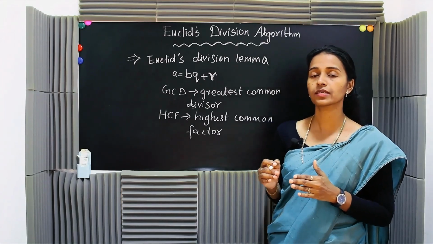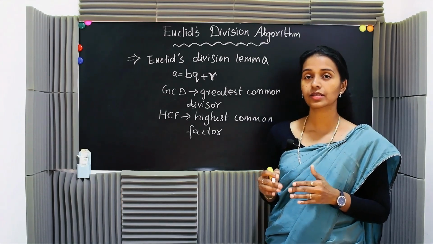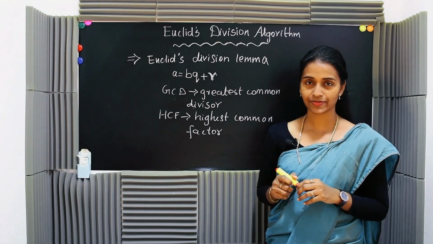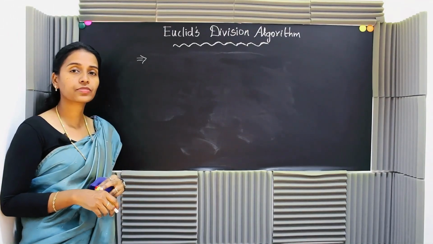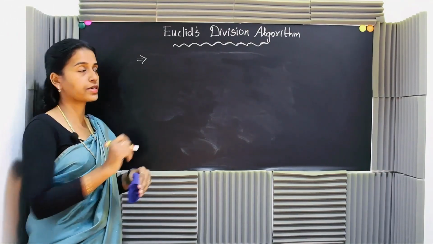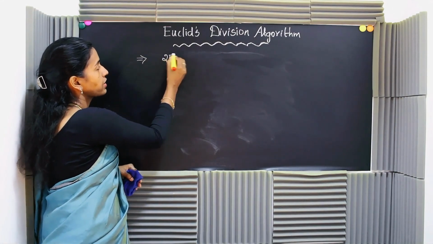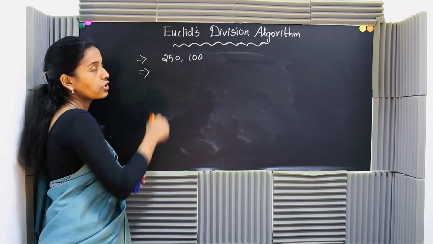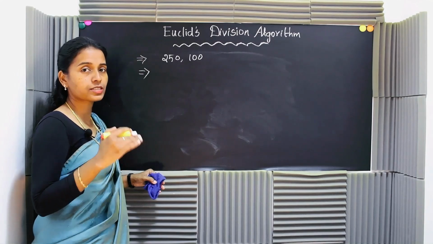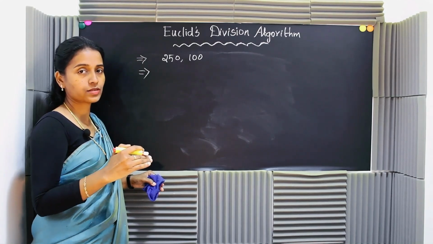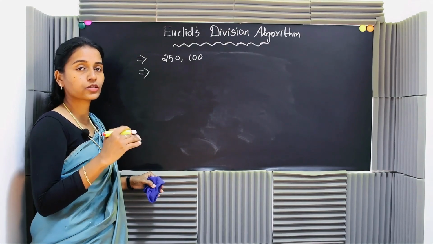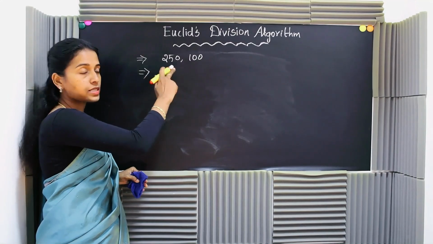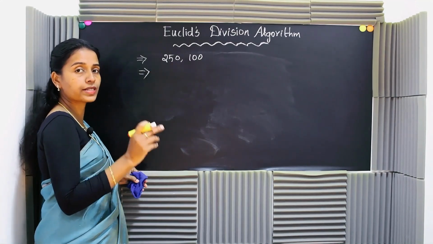So, how can we do that? That's why the GCD comes in. Let me explain. In the example, what did I say? I said you have 250 chocolates and your friend has 100 chocolates. Your goal is to pack the chocolates in boxes with an equal number of chocolates. Here we are going to find out the GCD of 250 and 100. Let me explain each step for finding GCD.